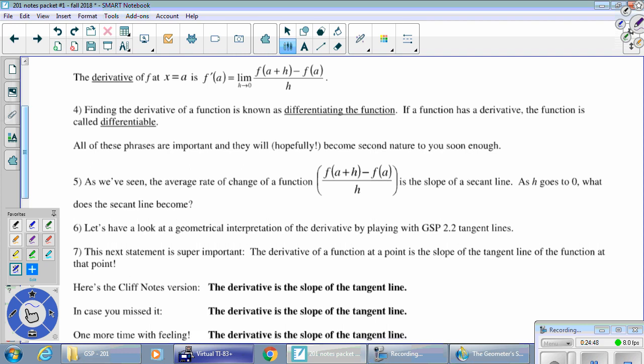Number four, finding the derivative of a function is known as differentiating the function. If the function has a derivative, the function is called differentiable. All these phrases are important and they will hopefully become second nature to you soon enough. As we've seen, the average rate of change of a function, which is that fraction, is the slope of the secant line. And as h goes to zero, the secant line becomes the tangent line.